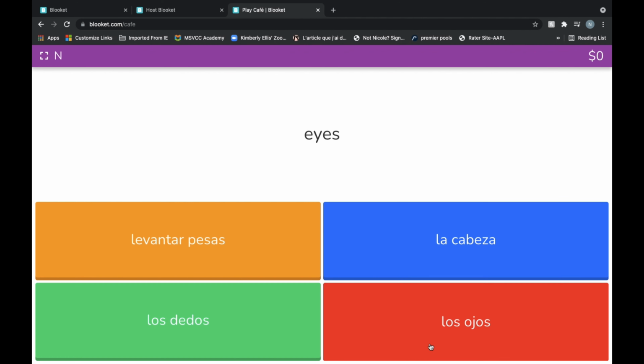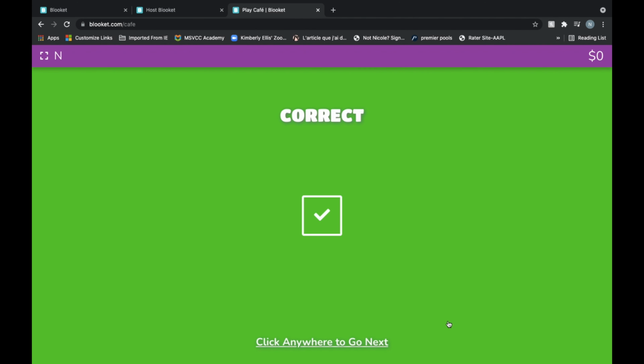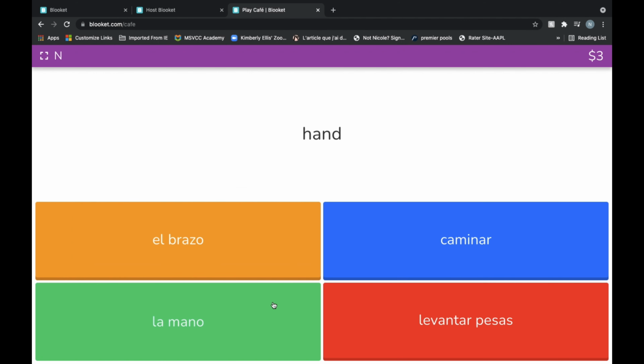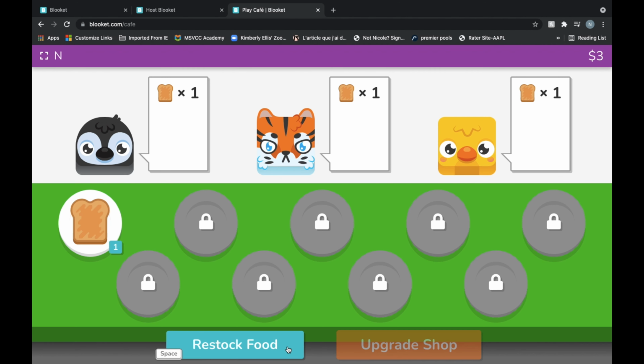How do we say eyes? Okay, we know how to say eyes. It's los ojos. And they get to pay. Let's feed the little doggy. Restock food. How do you say hand? We'll say la mano. Okay, muy bien. They get to restock food.